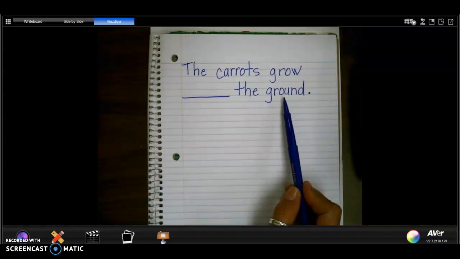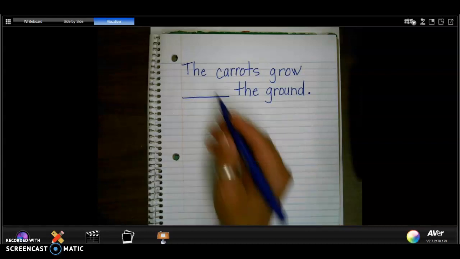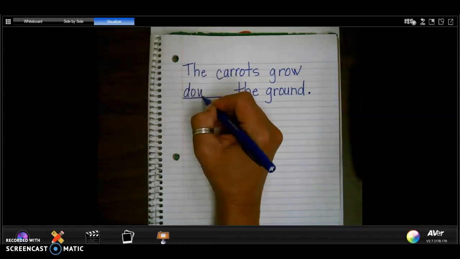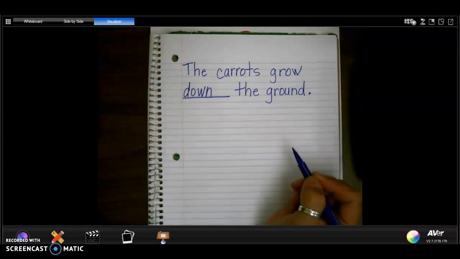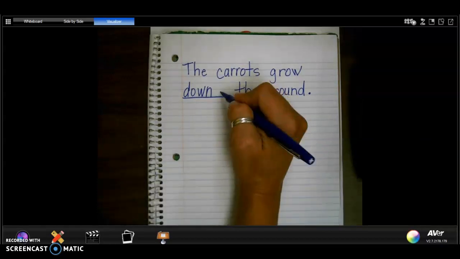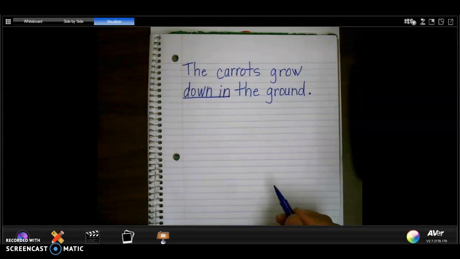How did the carrots grow? They grow down. That's right. The carrots grow down. Where in the ground? Down in the ground. The carrots grow down in the ground. So the carrots grew down in the story, right?